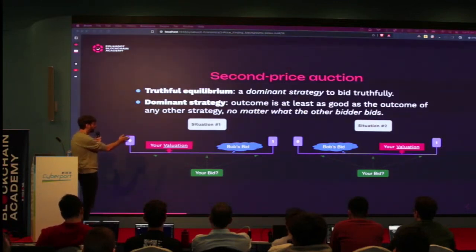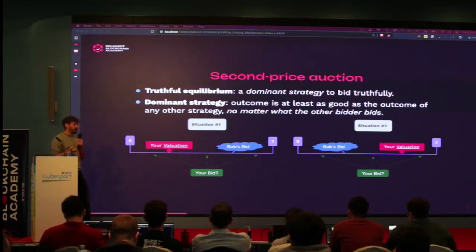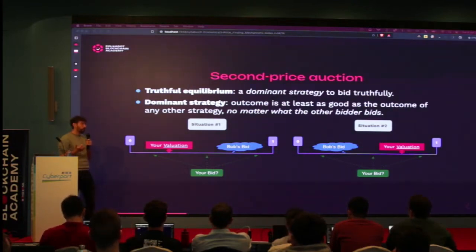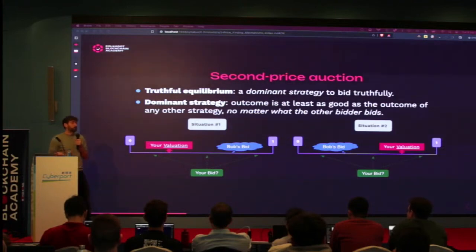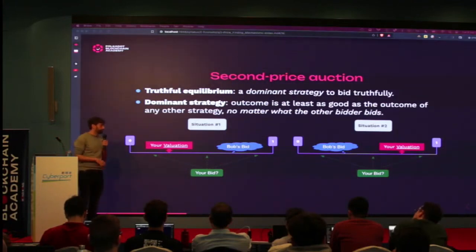Right, so in that situation, you don't want the good because Bob's bid is higher, and obviously Bob likes the good better than you do, so you don't actually want to win. So bidding truthfully actually leads to the fact that you will lose, but that's fine.